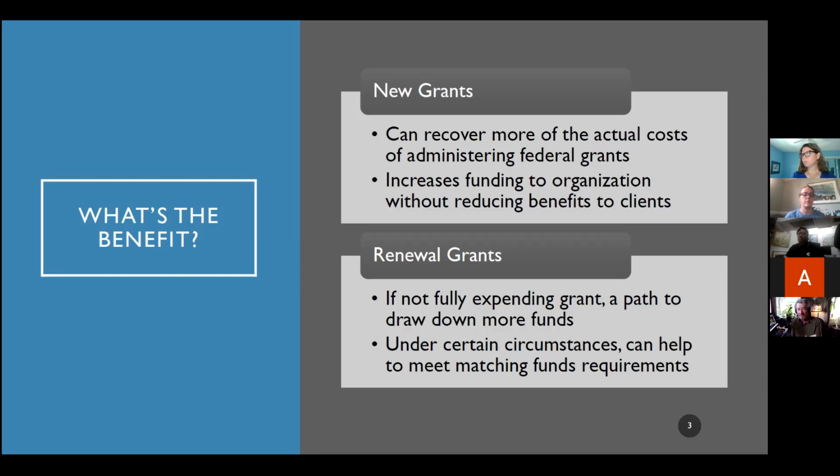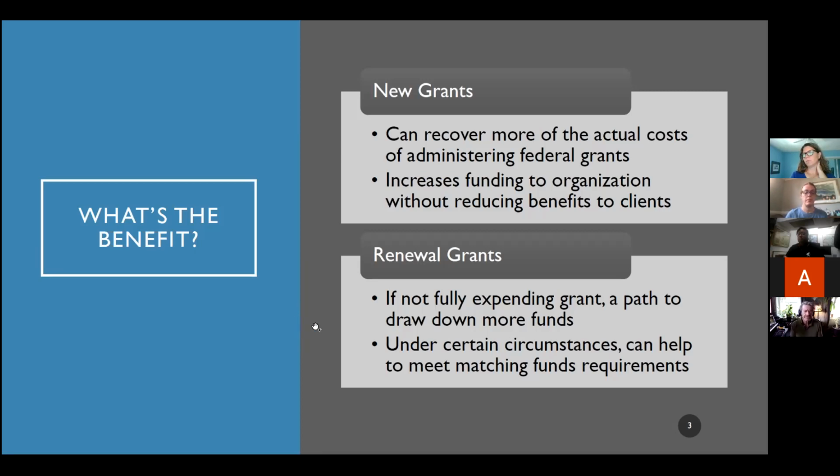So for renewal grantees, the potential benefit is either spending down some funds that you've not been able to spend, or, if you're finding the match to be a challenge, you could potentially use indirect costs as a way of meeting some of your match. And I will describe that in more detail as we get to the end of this presentation. Next slide, please.